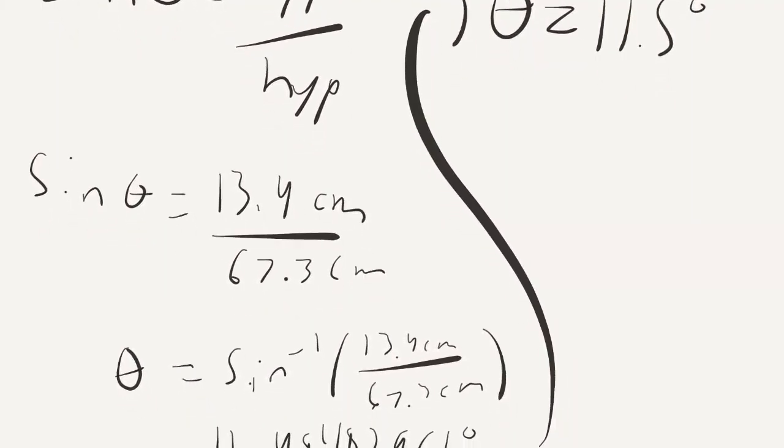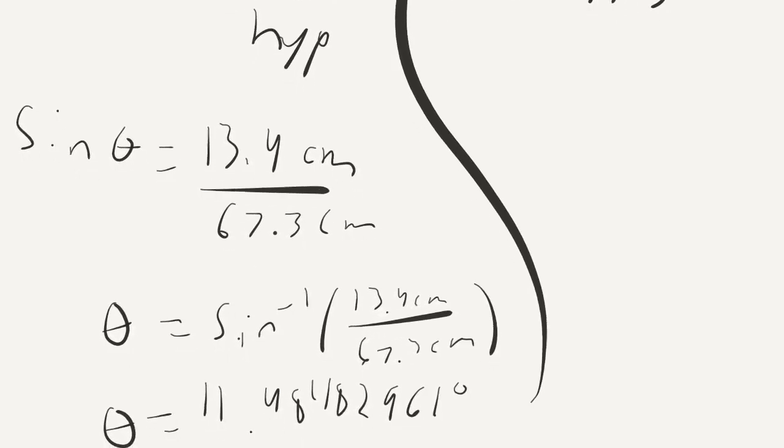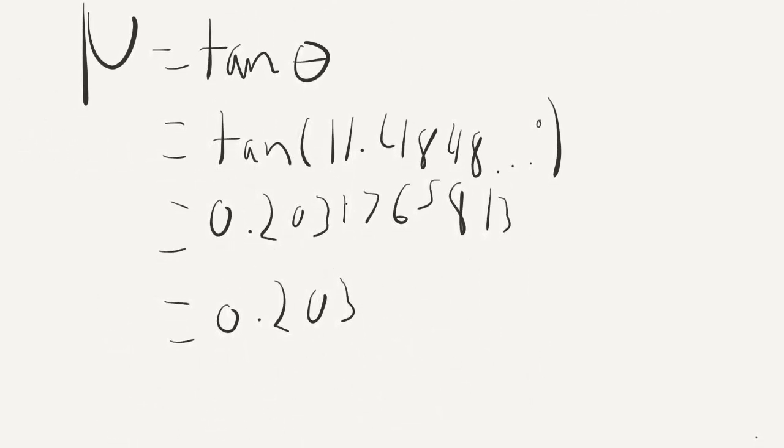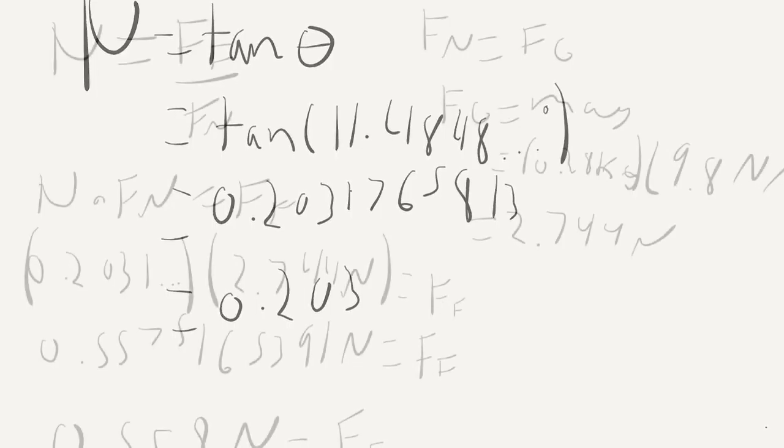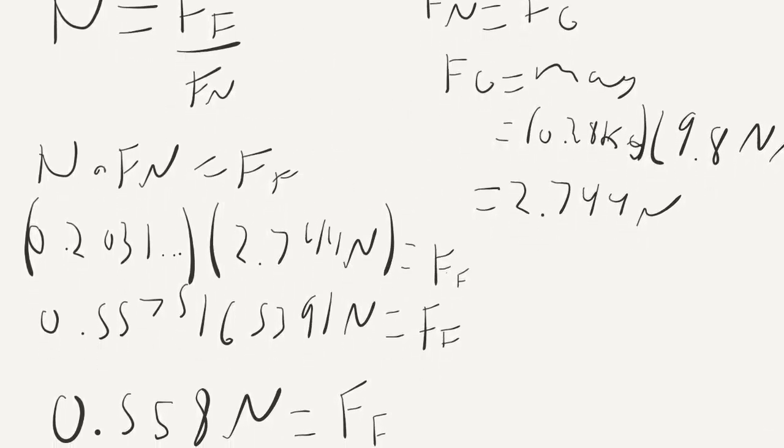Using trig ratios, I solved for the angle that my arms made. Then I took the value for theta and plugged it into the equation for coefficient of friction. Using this value for coefficient of friction, I subbed it into the force of friction equation.